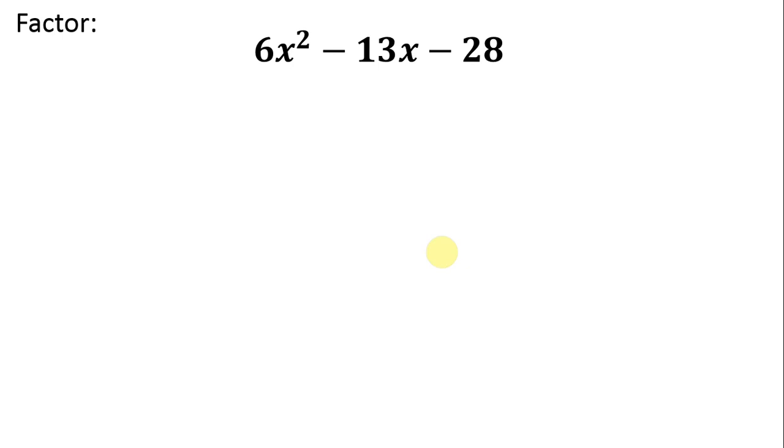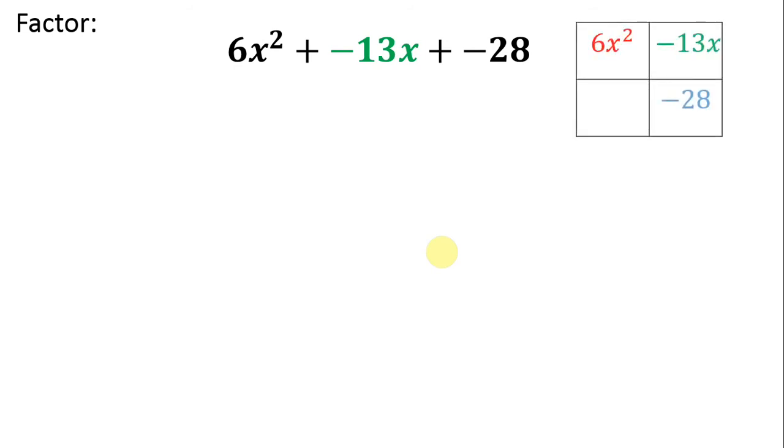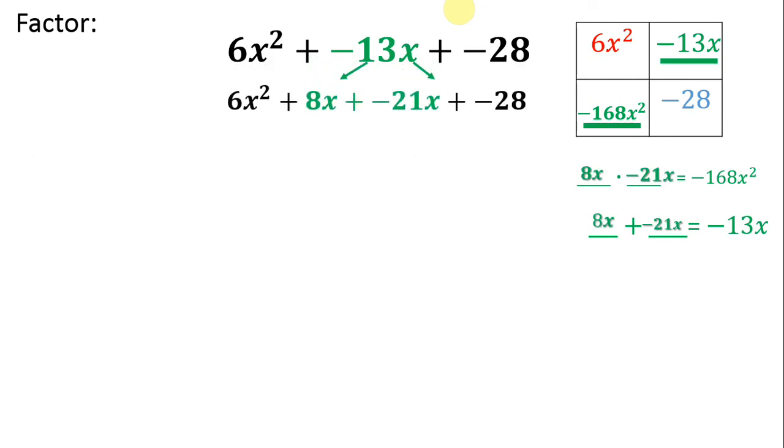Factor 6x squared minus 13x minus 28. What will I do first? First I'm going to write my box, and negative 168x squared goes there, for it is the result of 6x squared times negative 28. Next I'm going to rewrite this with the negative 13x taken out and replaced with 8x and negative 21x.